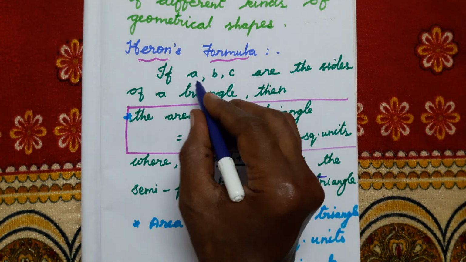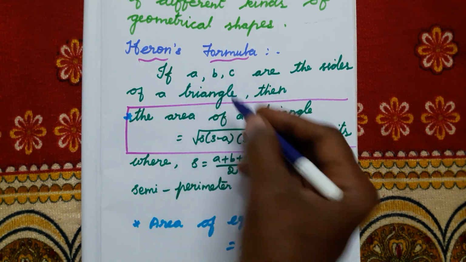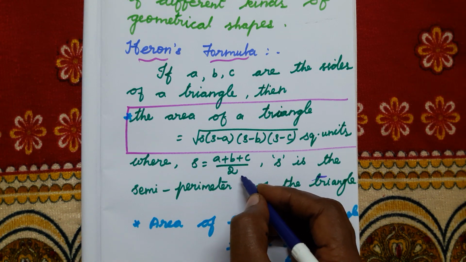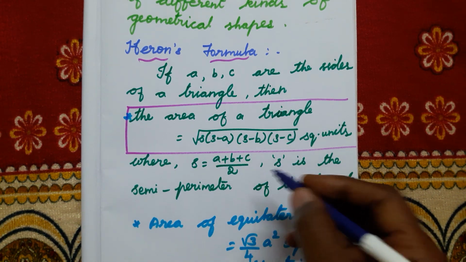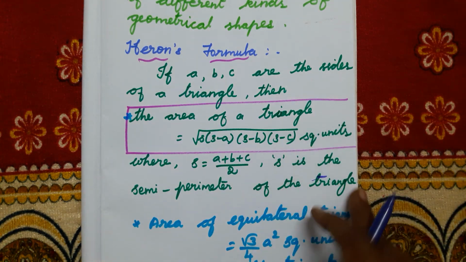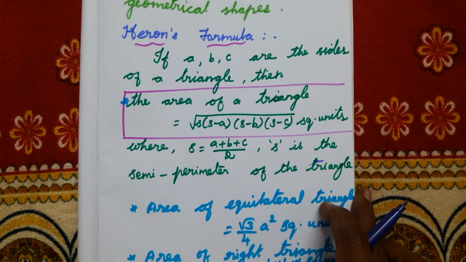That is, we have to add the sides and divide by 2. That is S. S is equal to A plus B plus C by 2.